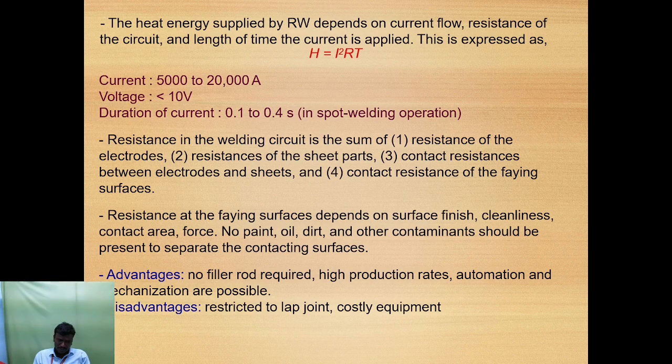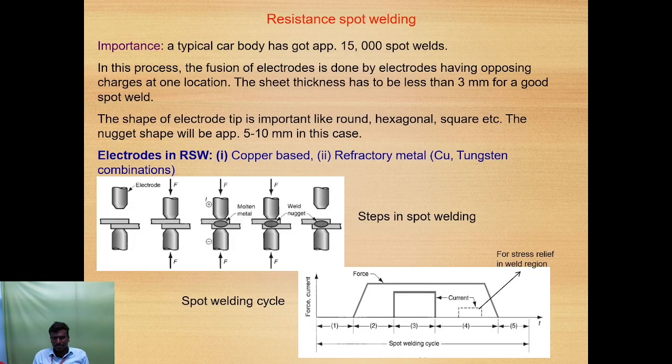The advantages of resistance welding are that no filler rod is required, production rates are high, and automation and mechanization are possible. The disadvantages are that it is restricted to lap joints, the equipment is costly, and it welds at one location at a time. The sheet thickness has to be less than 3 mm for a good spot weld.